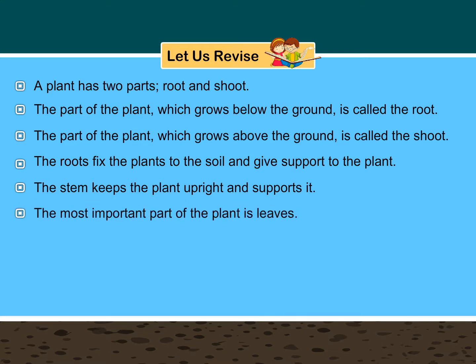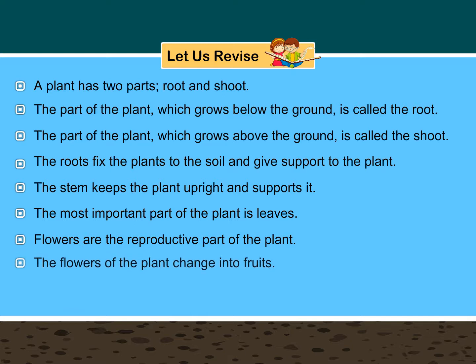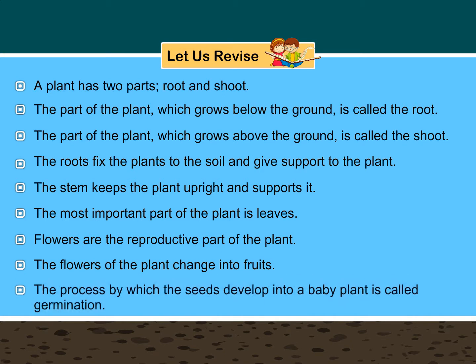The most important part of the plant is leaves. Flowers are the reproductive part of the plant. The flowers of the plant change into fruits. The process by which the seeds develop into a baby plant is called germination.